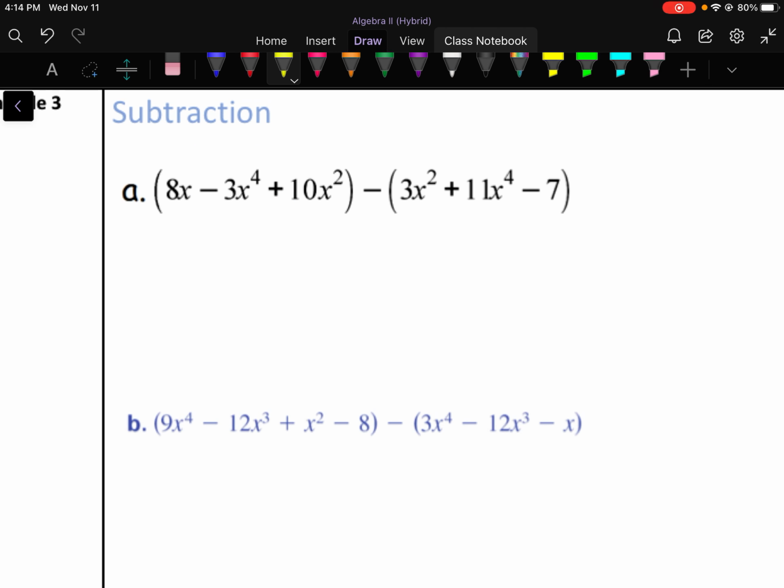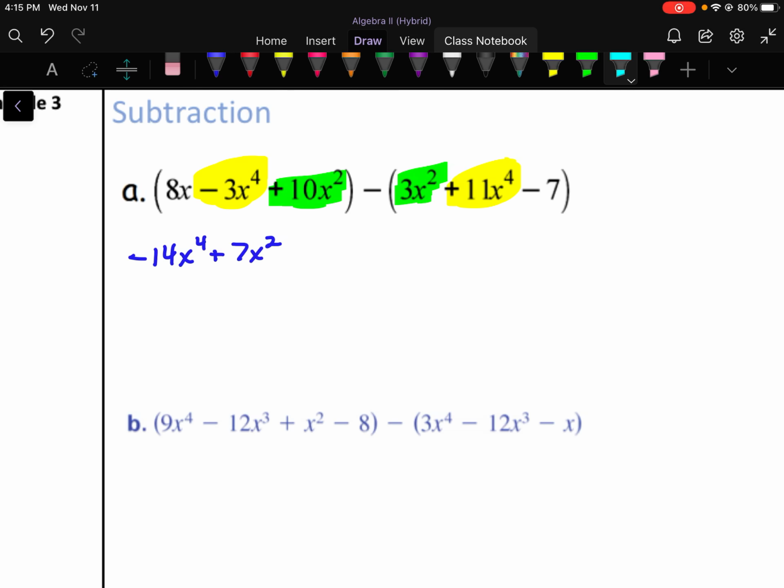Subtraction is the same way, like I said, but you are just subtracting. Now here you have to be a little more careful. Let's start off with, looks like x to the 4th is my highest term. So we're taking negative 3x to the 4th minus 11x to the 4th. So negative 3 minus 11 would be negative 14x to the 4th. That's not so bad. I don't see any x cubes. So no, we're good. I see x squareds, though. Jumping the gun a little bit. 10x squared minus 3x squared is going to be plus 7x squared.